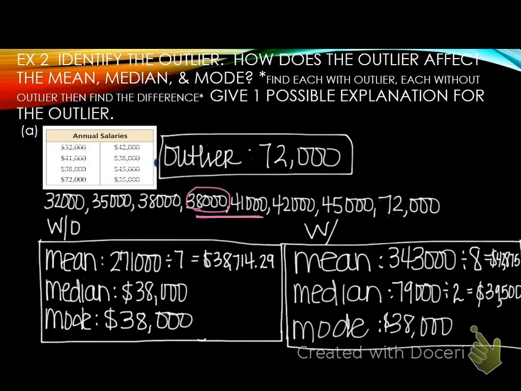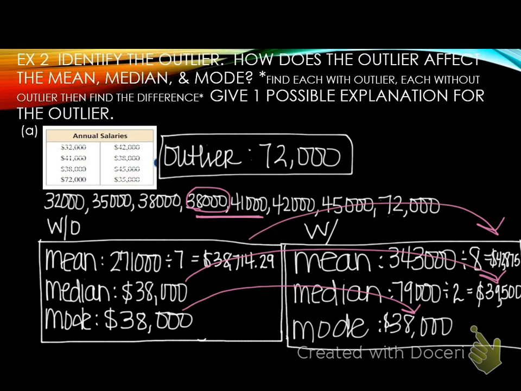The mean without the outlier was $38,714.29. The mean with the outlier is now over here, 42,875. So what do you notice about the mean when you put the outlier back in? What did it do? It went up, right? There was an increase. All right, let's look at the median. The median was 38,000, and when you put the outlier back in, it's now 39,500. What did the median do? It also increased. And then the mode was 38,000. So did that make any change to the mode when you put the outlier back in? No.